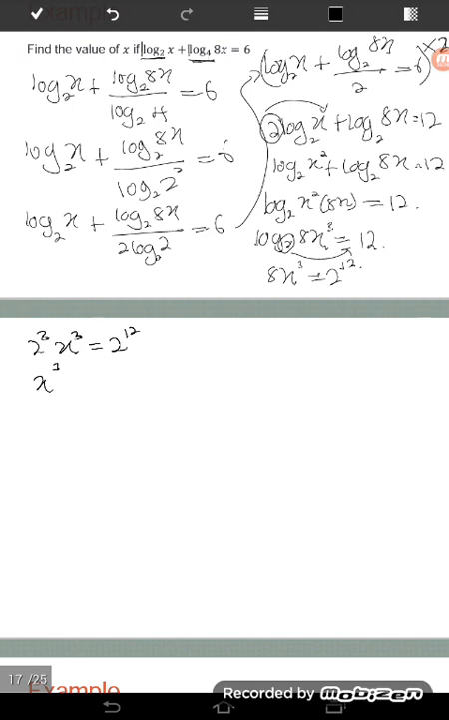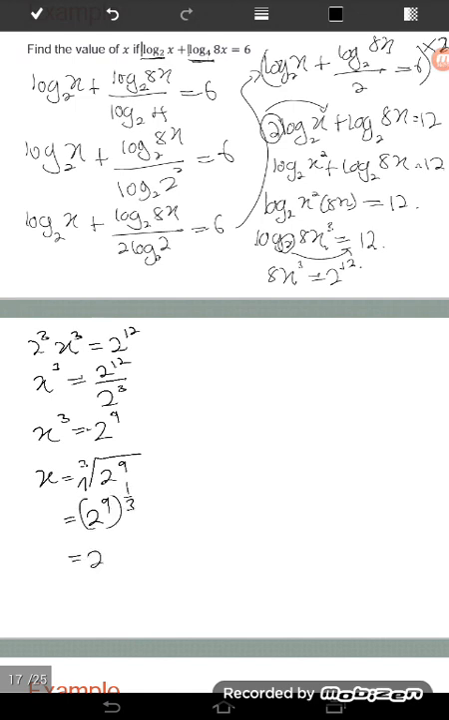So x power of 3 is equal to 2 power of 12 divided by 2 power of 3. Okay, so divide become minus, so x power of 3 is equal to 2 power of 12 minus 3, which is 9. Okay, so this one power of 3 bring to the left, bring to the right become cube root. So cube root of 2 power of 9, or we can write down as 2 power of 9 power of 1 over 3. So it is equal to 2 power of 3. So therefore x is equal to 8.